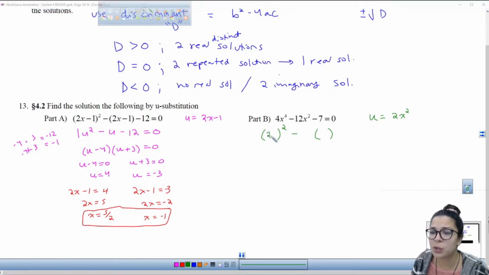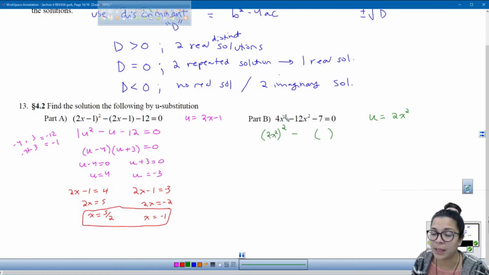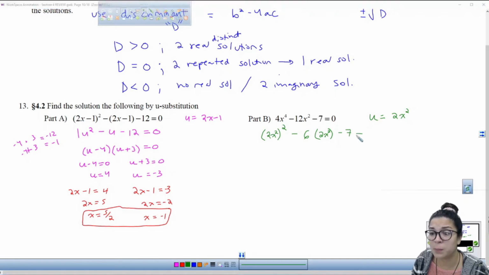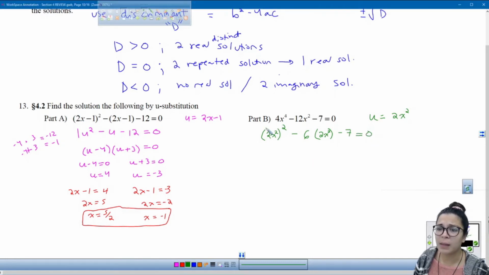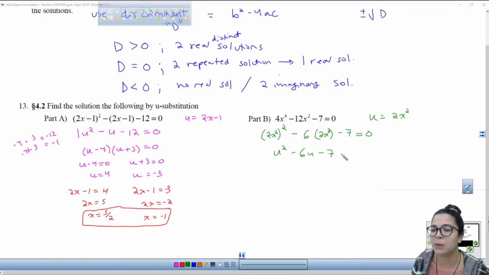So this would be 2x squared, squared, right, equals 4x to the fourth. And then what times 2x squared will give me negative 12x squared? Well, negative 6 times 2x squared will give me negative 12x squared. The 7, the constant, we just bring that down, right? And then now that we have it written like this, you see how it was already like that on this one? And so that was U. Now that we have it written like that, we can replace that with U. So we have U squared minus 6U minus 7 equals 0.